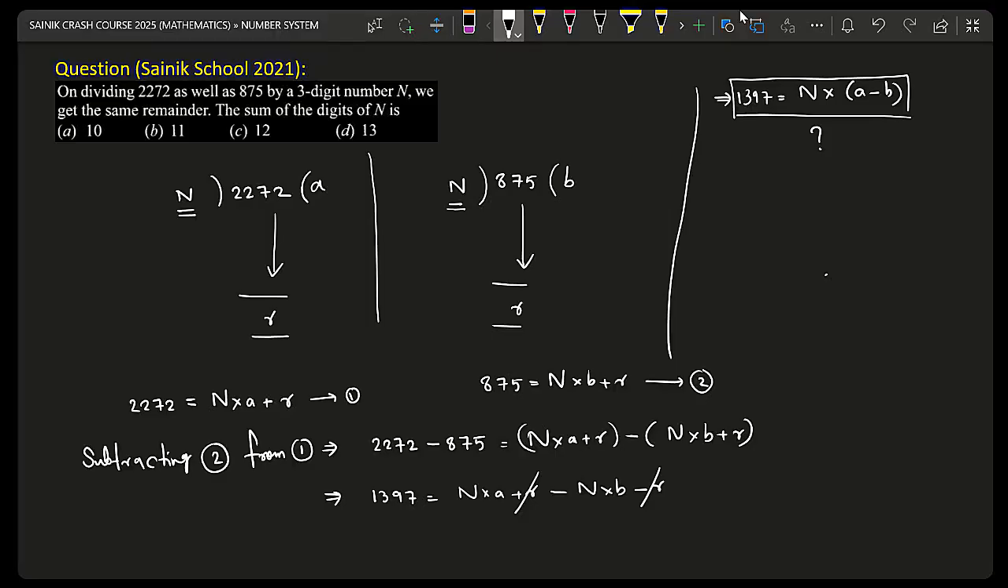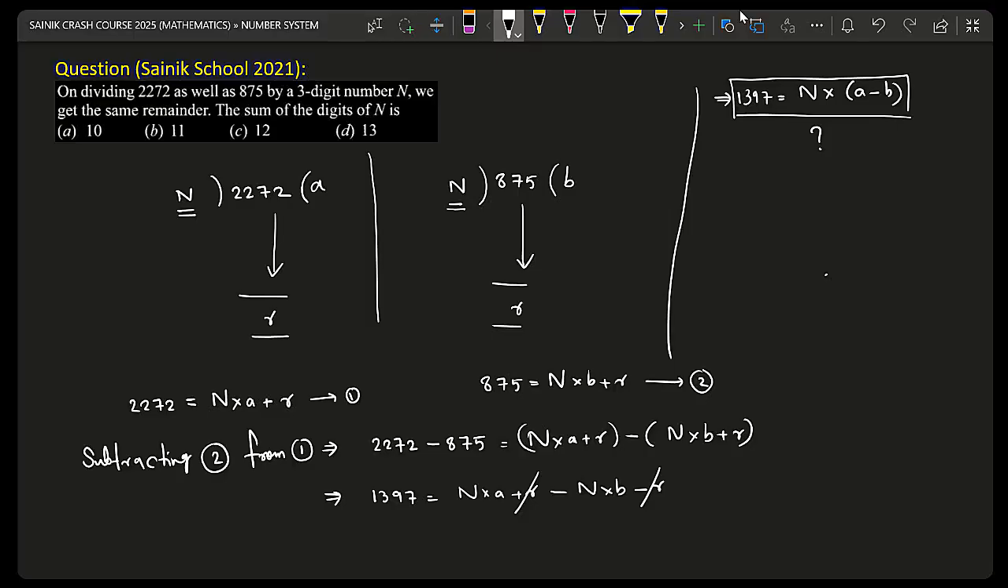What is the division formula, Rishikesh? Sir, dividend is equal to divisor into quotient plus remainder. So in the first case, I can write 2272 is equal to n into a plus r. Can I write that? Yes, sir. And in the second case, can I write 875 is equal to n into b plus r? Yes, sir. Now, if I remove r from these two equations, then I get a relation between the numbers and n. So what I am doing is subtracting the equations. First 2272 minus 875 on the LHS, and on the RHS, I am subtracting n into a plus r, n into b plus r.